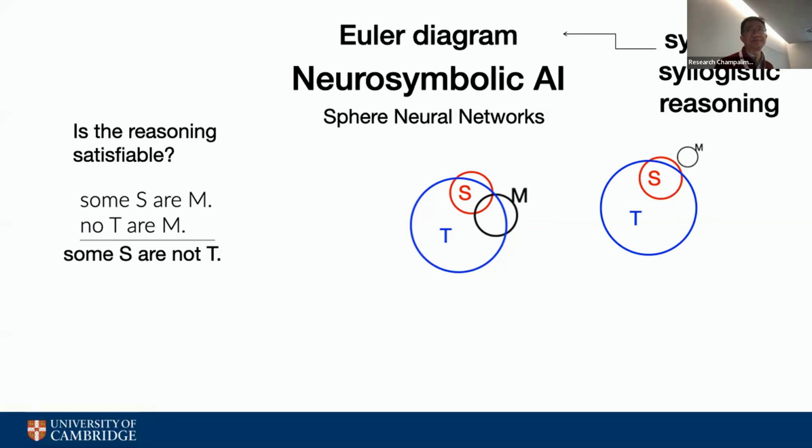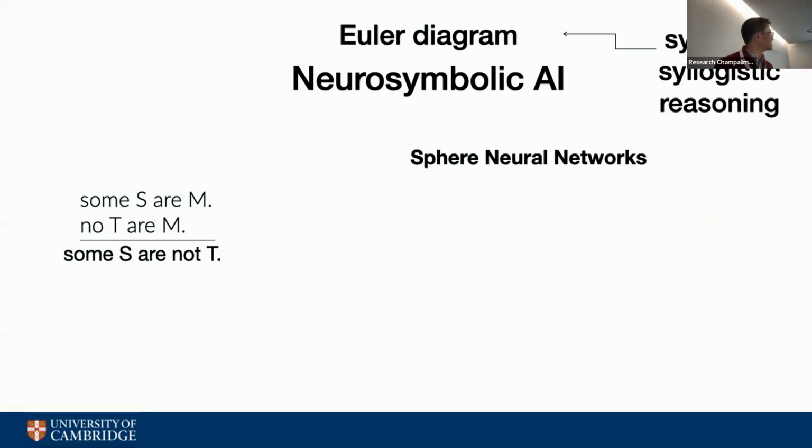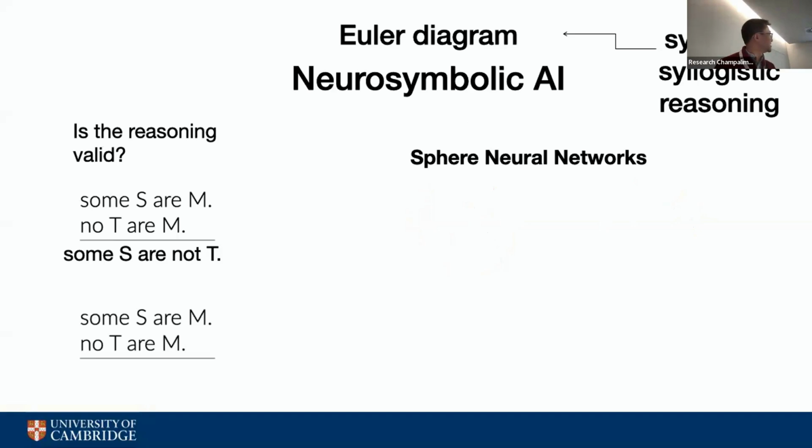Okay, no training data. And the question is, is this reasoning valid? To show this is valid means there's no counterexample. So we need to negate the conclusion. It says some S are not T, so the negation means all S are T. Then we repeat the whole process again.